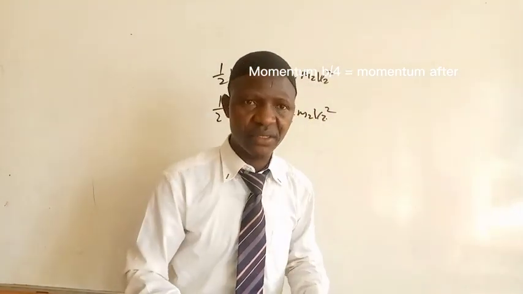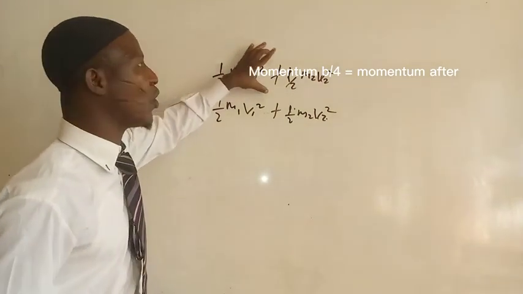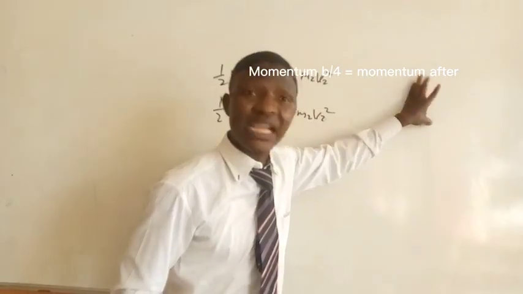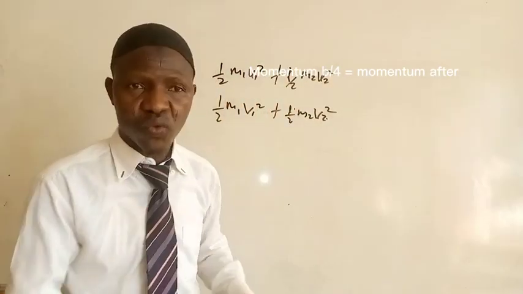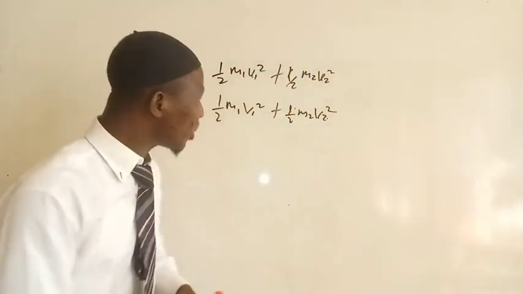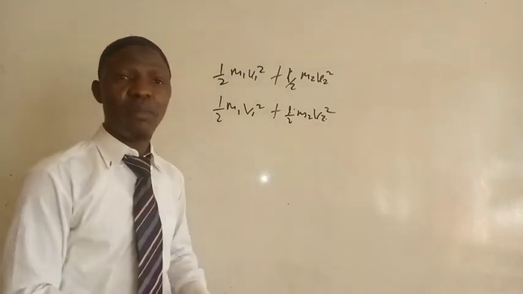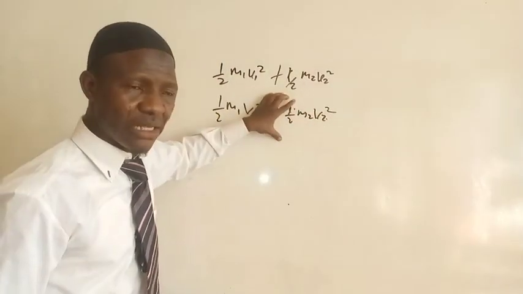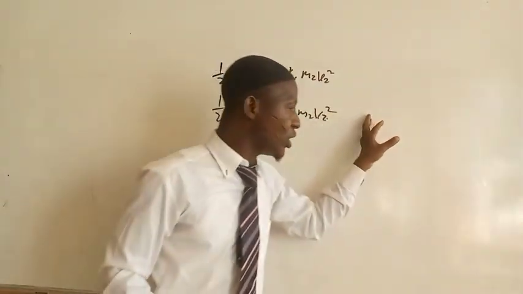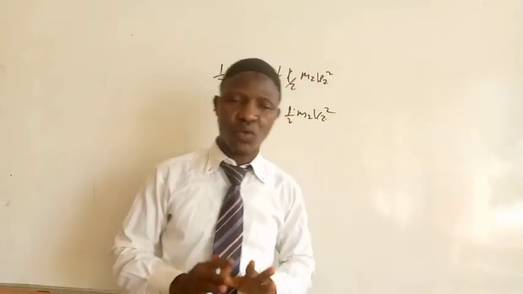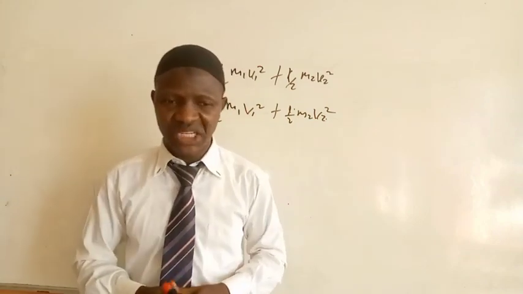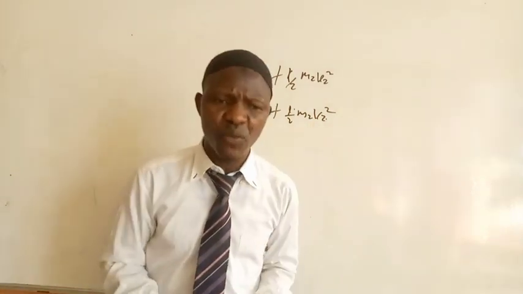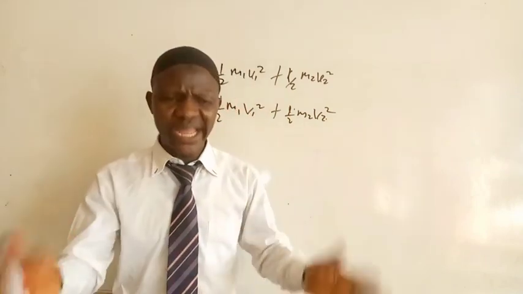But for inelastic collision, momentum before collision and momentum after collision can be conserved, that is, they are going to be equal. But the moment you discover that the sum of kinetic energy before collision is not equal to the sum of kinetic energy after collision, we call that kind of collision inelastic collision. Then we now have different ways by which objects can collide together.